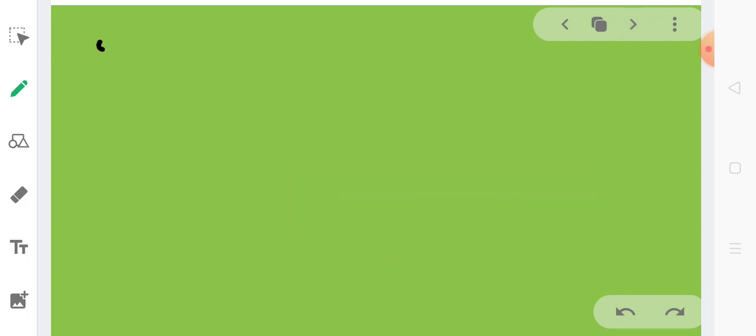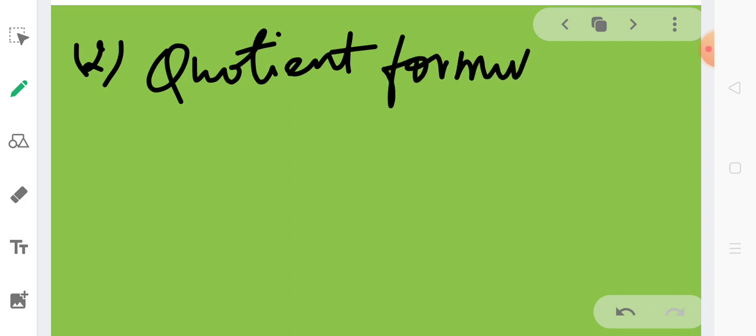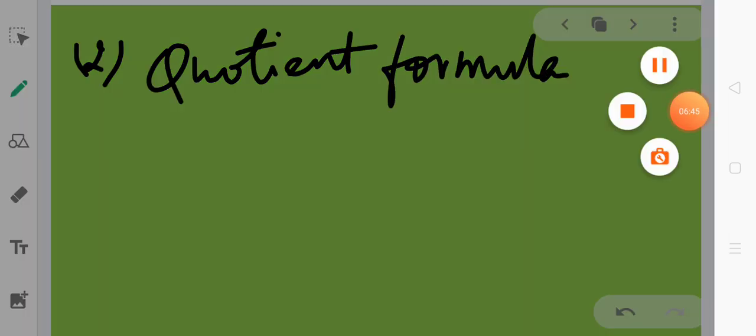The next one, it is called the quotient formula.